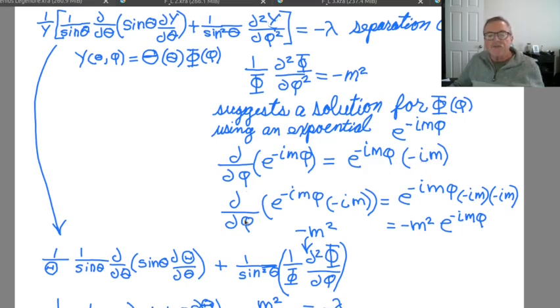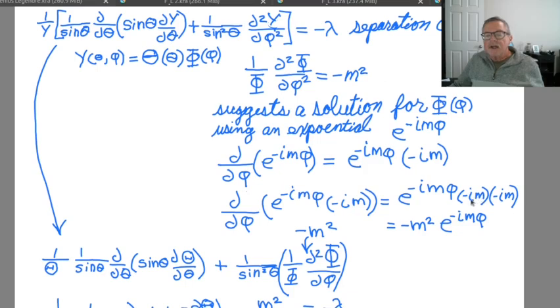Then we take the derivative of this derivative. That'd be the second derivative. So then we take that out and we get e to the negative i m phi times, that's just what we had up here. And then we get e to the negative i m phi times that constant again. So it's i m.